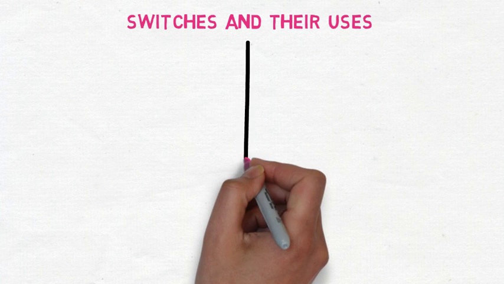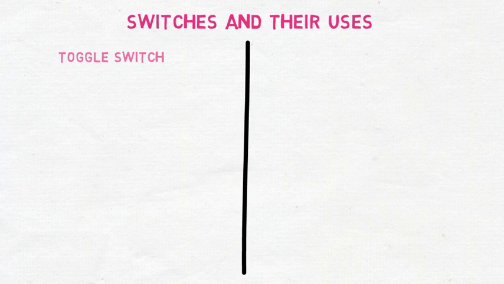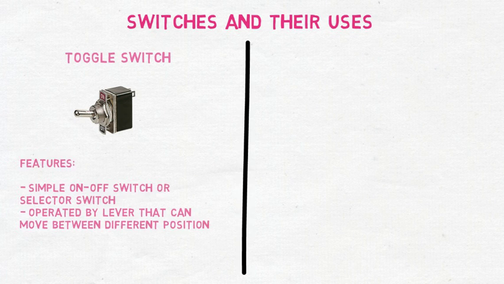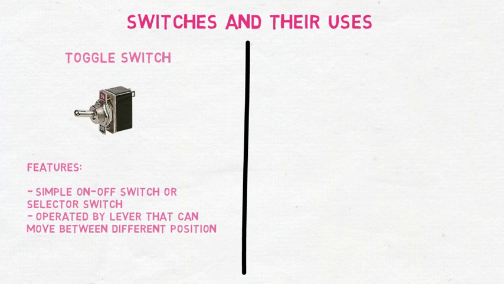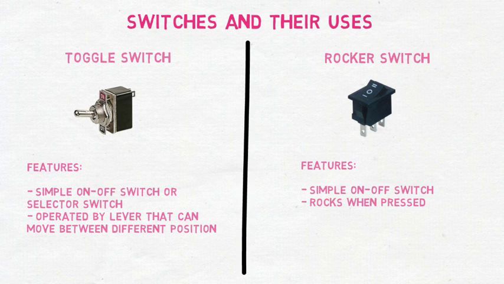Types of switches and their uses. The toggle switch is a simple on-off switch or selector switch. It is operated by a lever that can move between different positions. A rocker switch. Simple on-off switch. Rocks when it's pressed. Application: it is used on lamps.